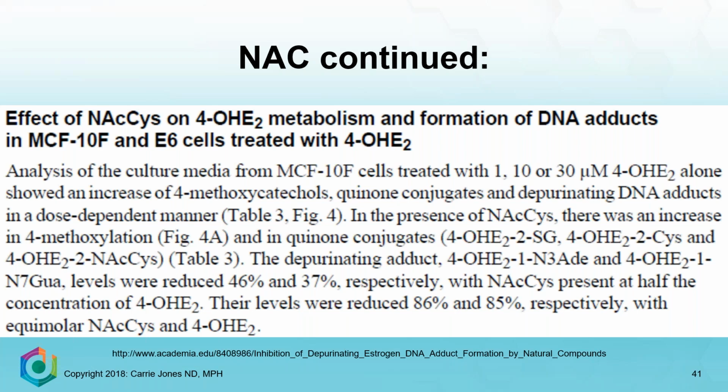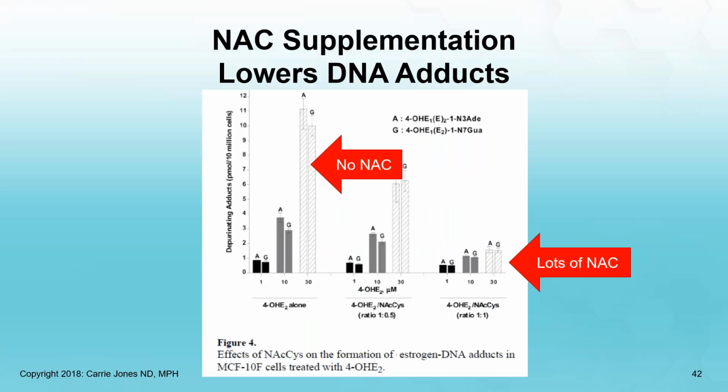And when they did a 1-to-1 N-acetylcysteine to the 4-hydroxy, then the levels of adducts were reduced 86 and 85% respectively, which goes to show that even a little bit of N-acetylcysteine makes a difference. It can really help minimize your adduct formation. And they put this into this great graphical, which I have very technical there. You can see no NAC and the amount of adducts they have formed. It's a very high bar, and lots of NAC, which is the technical term for the ratio being 1-to-1, and the adduct formation drops really quite low. So N-acetylcysteine can be really helpful for those estrogen dominant, and especially when you're concerned about cancer risk.